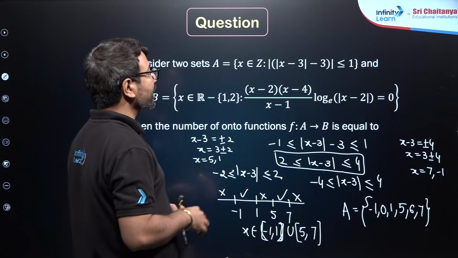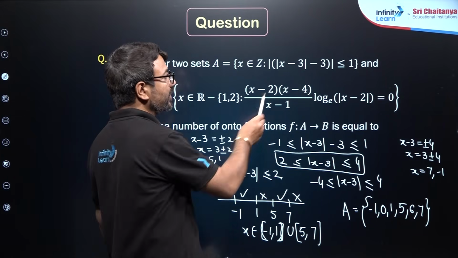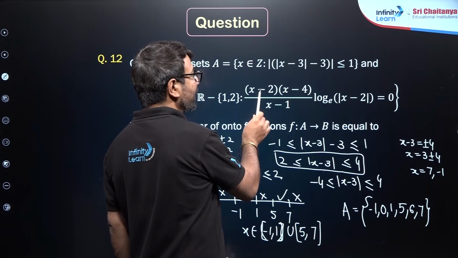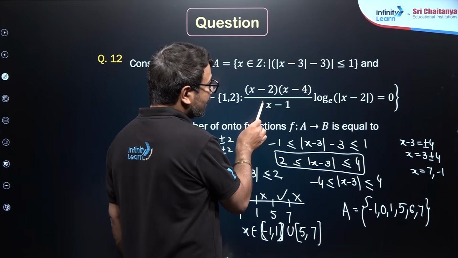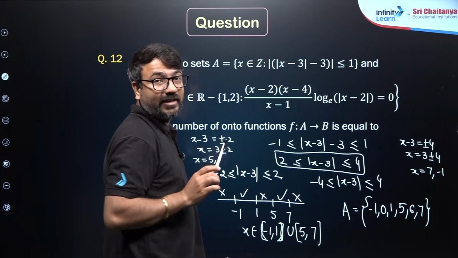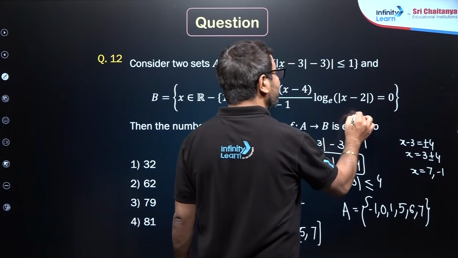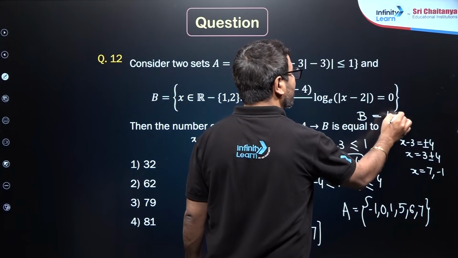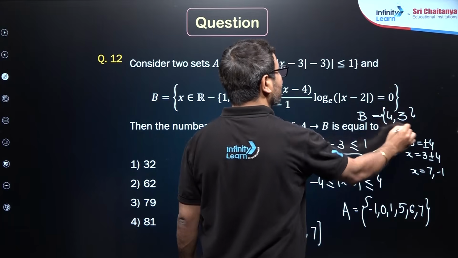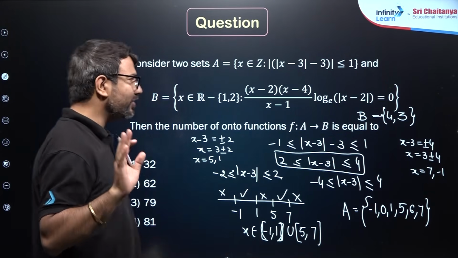So this equation can have a value 0 when x value is 4. However, when x value is 2, the logarithm will become not defined at x value 2. So x value 2 is not part of the domain. So B set will have a value 4. However, x value 3 is also possible because 3 minus 2 is 1 and log 1 will become 0.